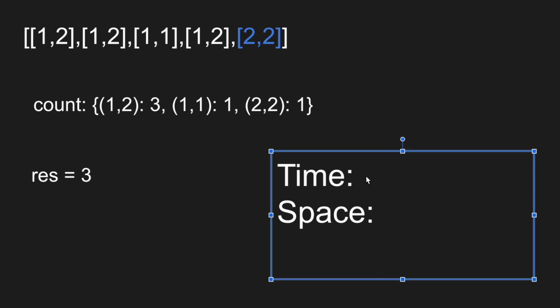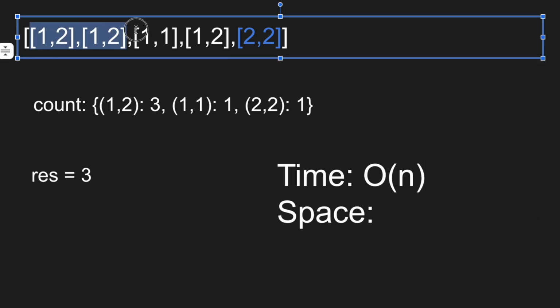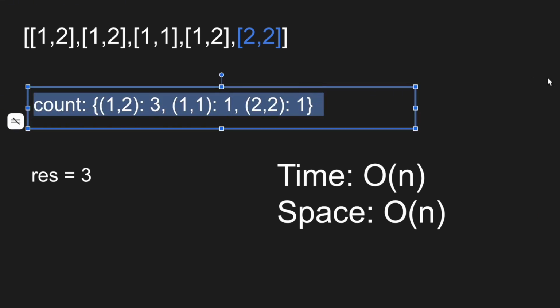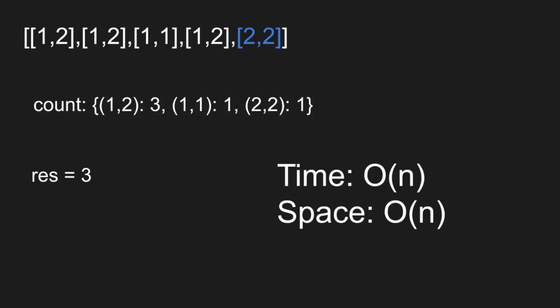So the time complexity of this would be O of n, where n is the number of elements in the array, because that is what we will be iterating through. And the space complexity would be O of n as well, because the hash map can take up to n space. So now let's get to the coding part.